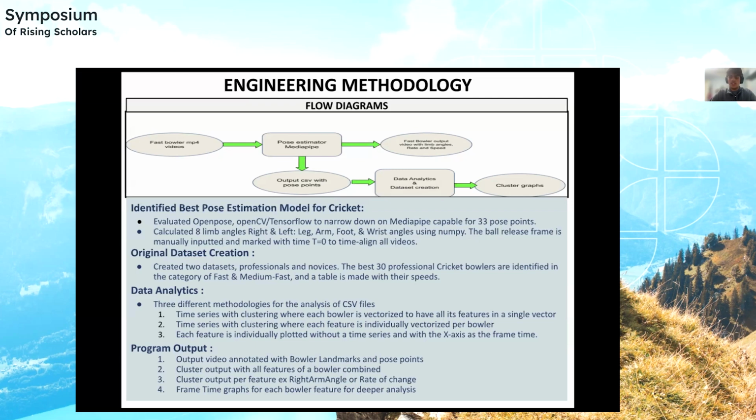So now that we have that, we can get to the third step of the project, and that's to do data analytics. Now we have to compare the novice bowling videos that we generate to the professional fast bowlers and see where the novice bowlers need to improve. In order to do this, first of all the CSV files are collected, as I mentioned before. And then there are three different methodologies to analyze the CSV files.